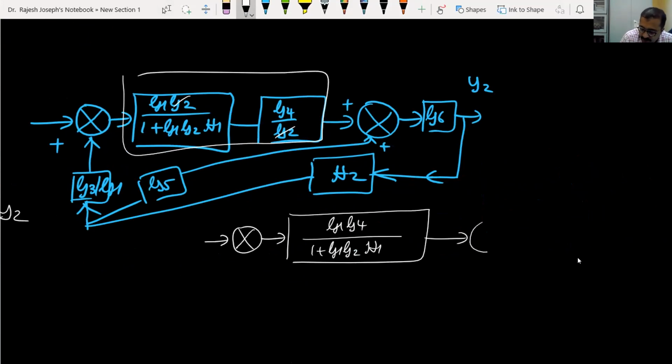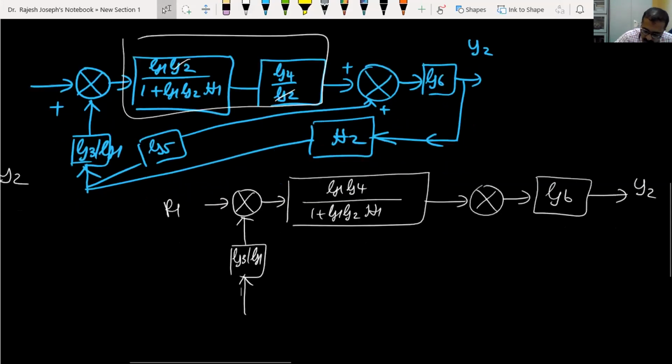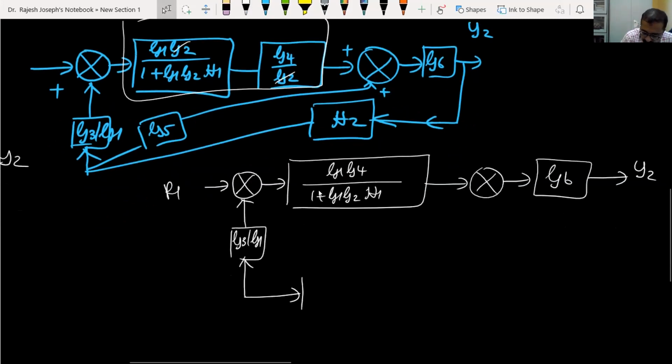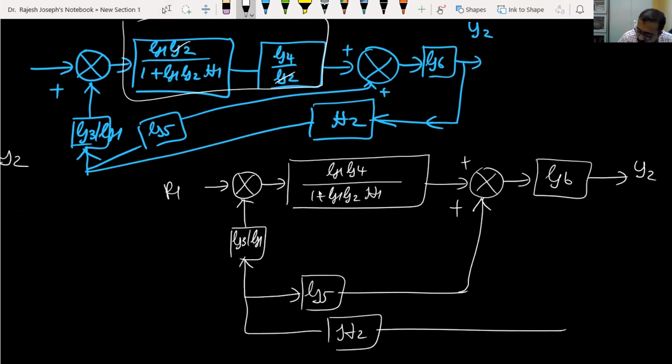Okay. Then there will be another summing point whose output goes to G6. This is Y2. Then here this is R1. This is G3 by G1. Okay. Then there is a block G5 that ends at this point with a positive polarity. Then there is one more block coming from H2, from the output of G6. Is this much clear? Now what can we do as a next step?